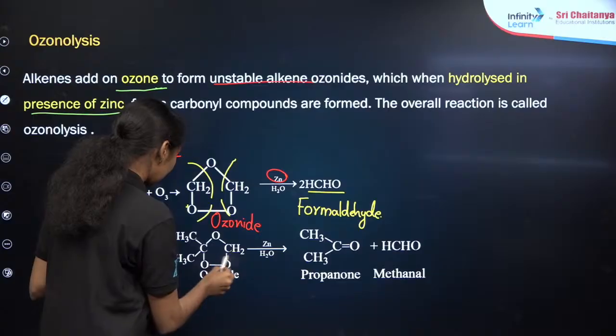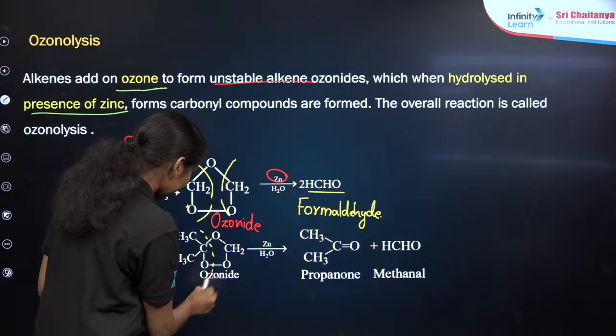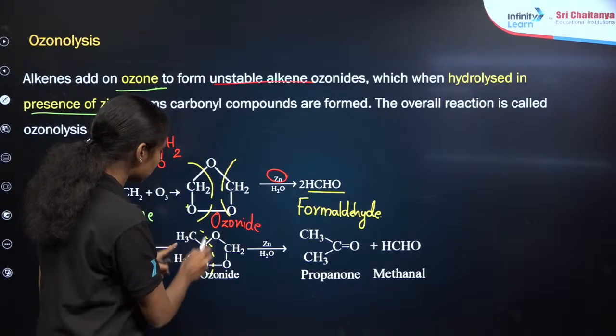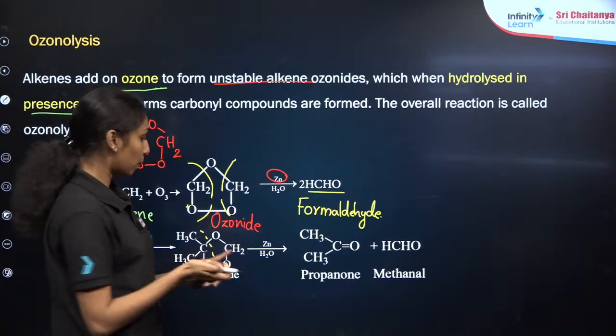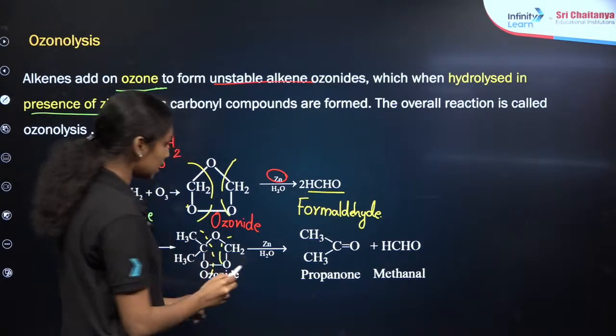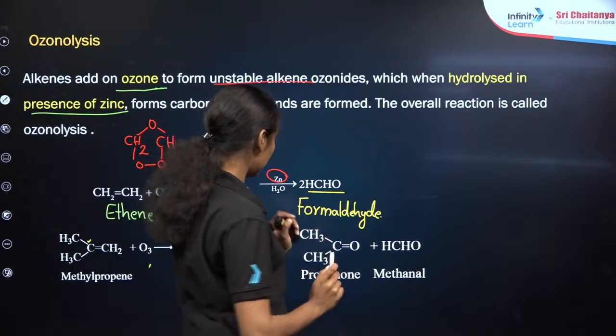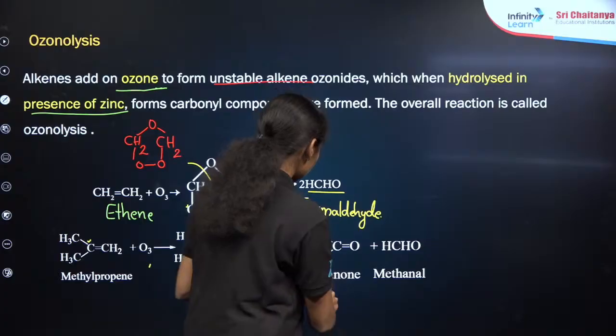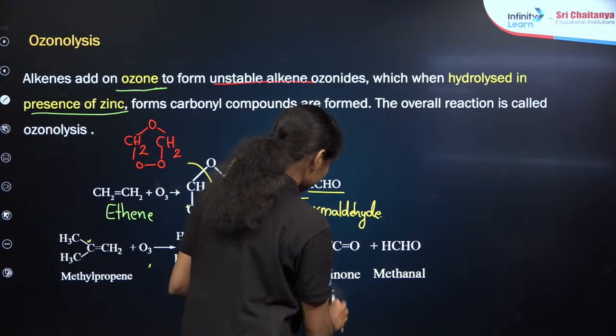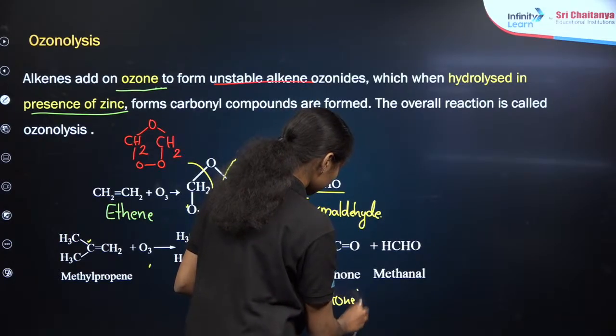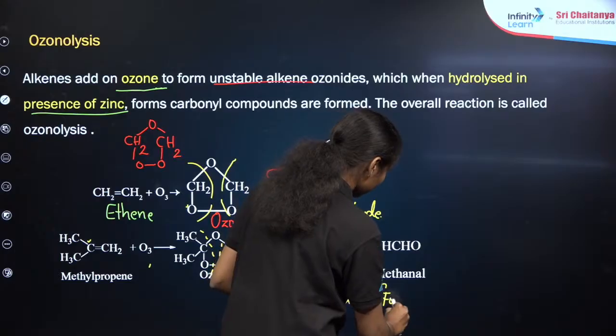Here, I am breaking like this. But I am observing here CH3C(CH3) double bond O, make it a carbonyl compound. Then here it will be HCHO, formaldehyde, as well as propanone, which is also known as acetone. Here it is formaldehyde.